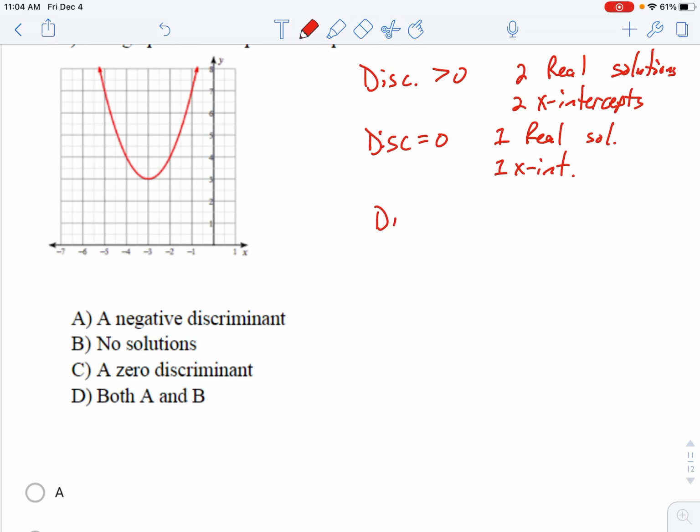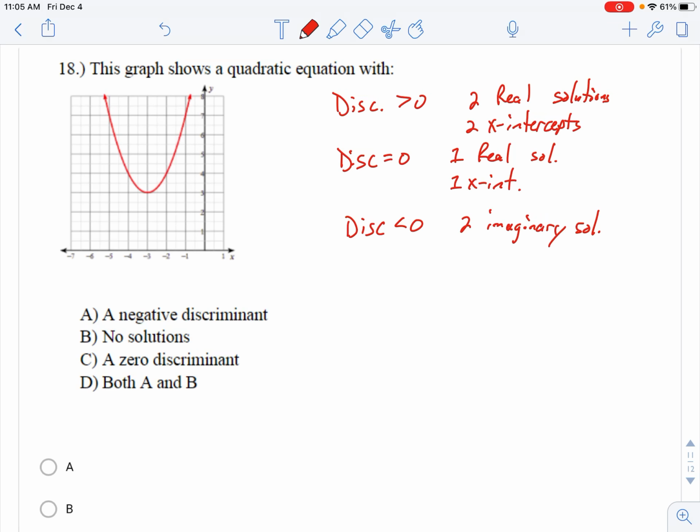So the third scenario is the discriminant is less than 0, meaning it's negative. That's where there are two imaginary solutions. Imaginary numbers aren't real numbers. The x-axis is made up of real numbers: 1, 2, 3, -1, -2, -3. So the discriminant having two imaginary solutions means there is no real solution, or there are no x-intercepts. So this graph has no x-intercepts. That means it has a negative discriminant.